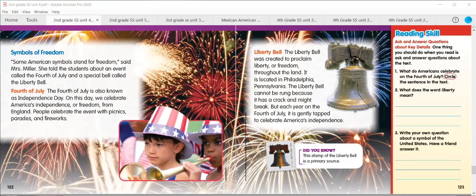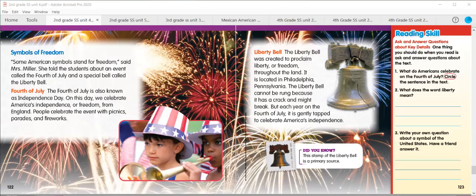So for number 1, it says, what do Americans celebrate on the 4th of July? You're going to circle the sentence in your book that tells you what Americans are celebrating. Now remember, the 4th of July was talked about on page 122. So circle the sentence there.